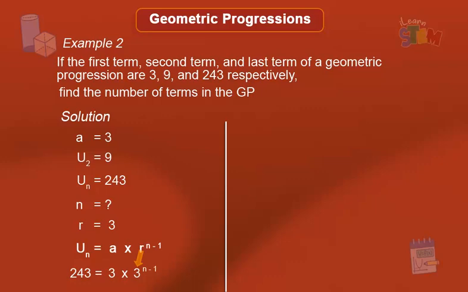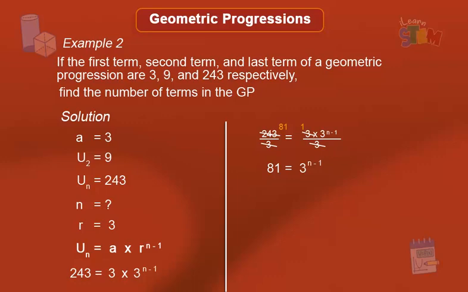To isolate the exponent term, we divide both sides by 3. 243 divided by 3 is 81. Equals 3 cancels 3 to become 1. So we have 81 equals 3 raised to power n minus 1. Now, we need to express 81 as a power of 3, since our equation has 3 raised to power n minus 1 on the right hand side.